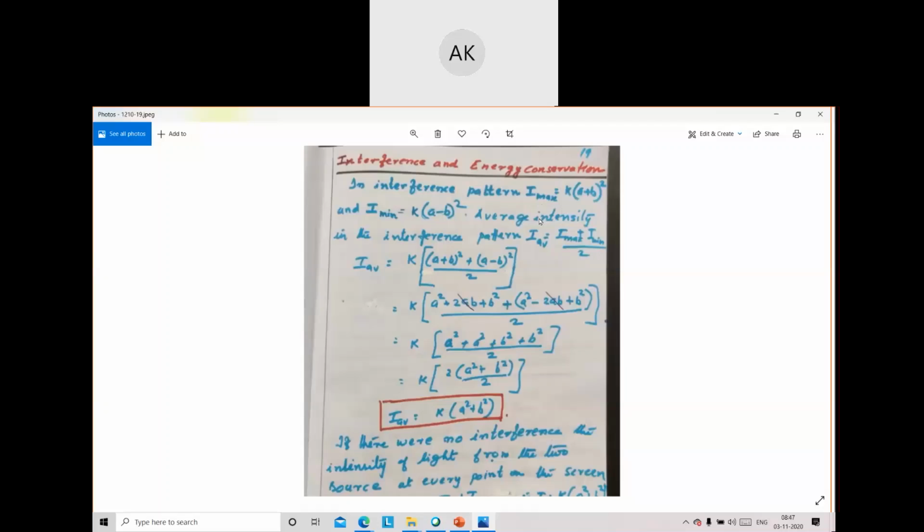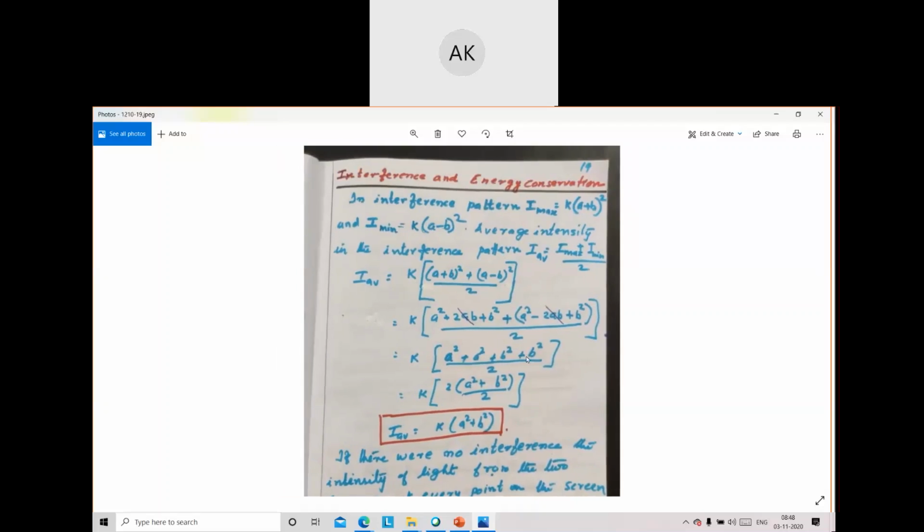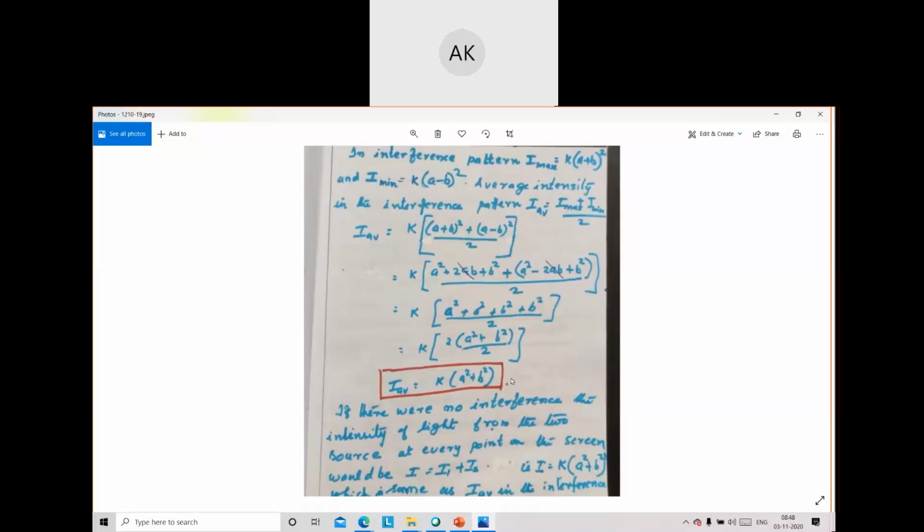In an interference pattern, maximum intensity we know is K into (A plus B) whole squared. Minimum intensity is K into (A minus B) whole squared. When you take the average, I average equals (I maximum plus I minimum) by 2. So we expand this, and we get K into 2 into (A square plus B square) by 2. The 2 gets cancelled, and we get K into (A square plus B square). This is the average intensity. When interference takes place, intensity in one part is more and in another part is less, and when we take the average intensity, we get K into (A square plus B square).